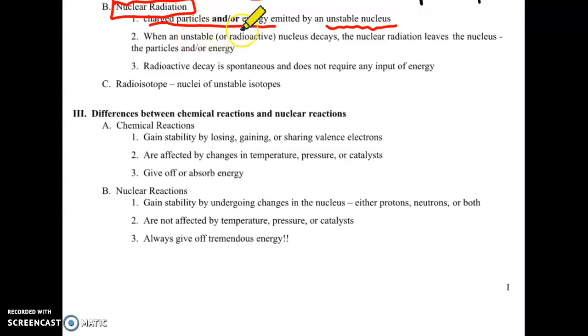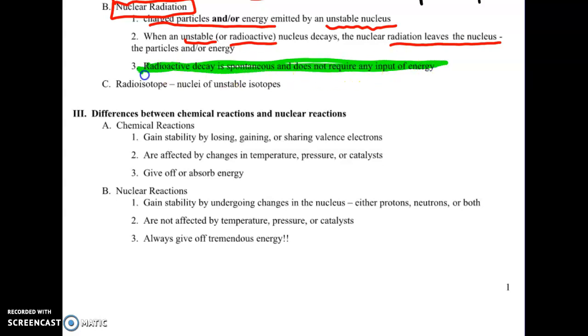When an unstable or radioactive nucleus decays, so unstable, that's another word we could use, or radioactive, the nuclear radiation leaves the nucleus with either particles or energy. So here's a key point that I want you to highlight. Radioactive decay is spontaneous and does not require any input of energy. So it happens all by itself at random times because of the instability.